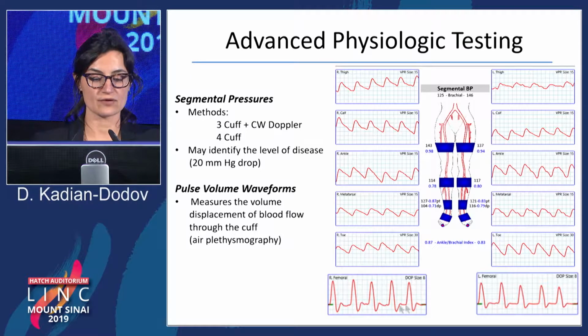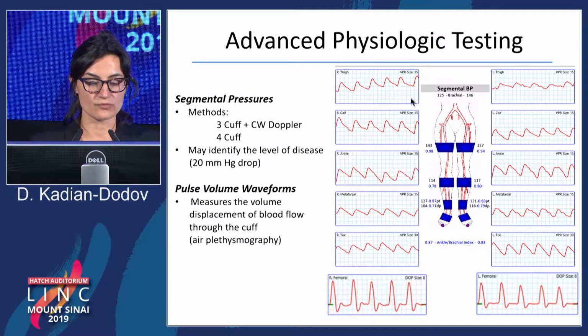And we pair that with a continuous wave Doppler analysis of the femoral artery to look for inflow disease. Because if the thigh pressure is low, we don't know if it's because there's common femoral disease or aortoiliac disease, and this continuous wave Doppler gives us that information. And basically, what you do is you take the ABI first in each limb.